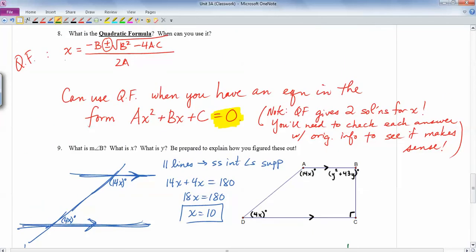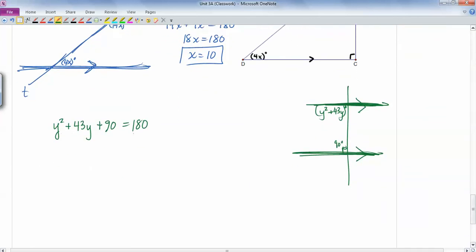The only difference is that this would be a y instead of an x now, right? ay squared plus by plus c equals 0 is what I want. So let's get this to equal 0 by subtracting 180 from both sides. And if I do that, I get minus 90. So now I've got a equals 1, because there's a 1 essentially in front of the y squared, b equals 43, and c equals negative 90.